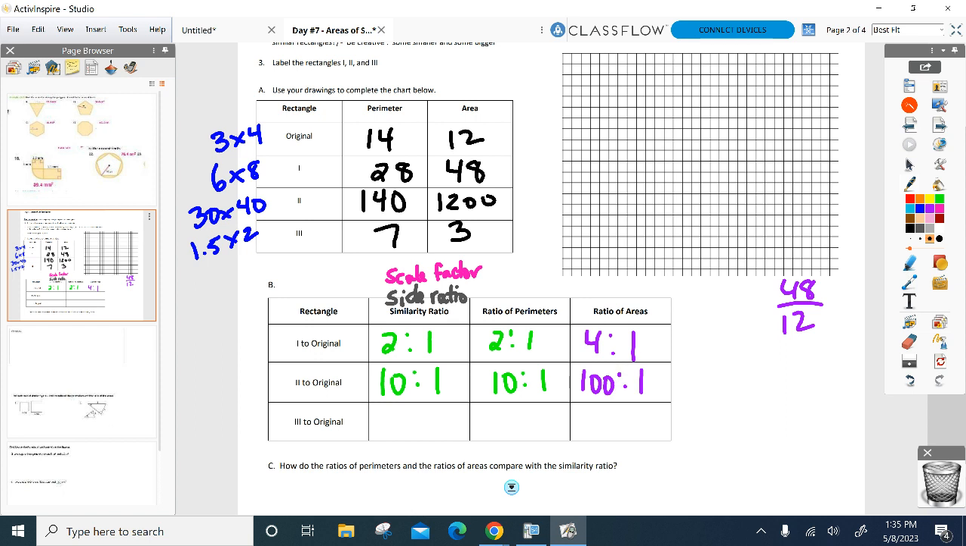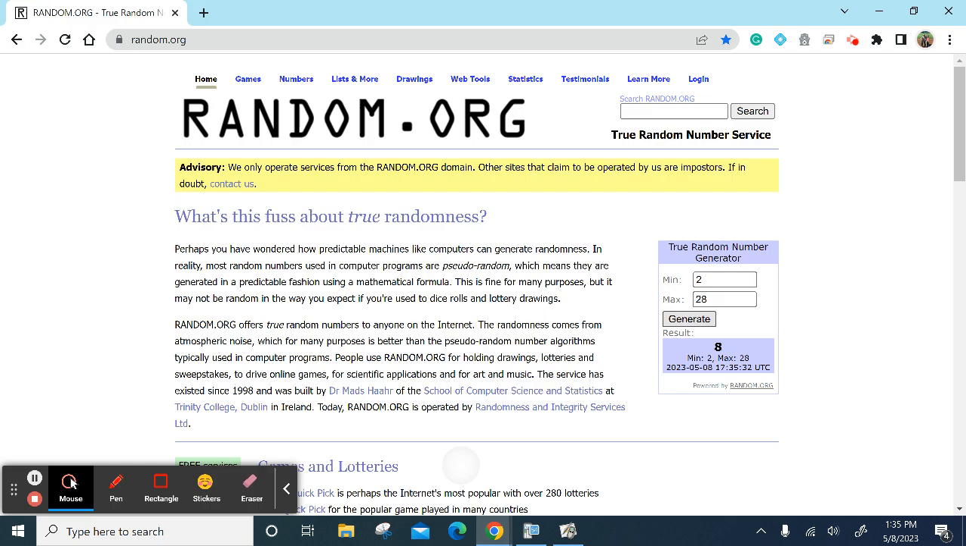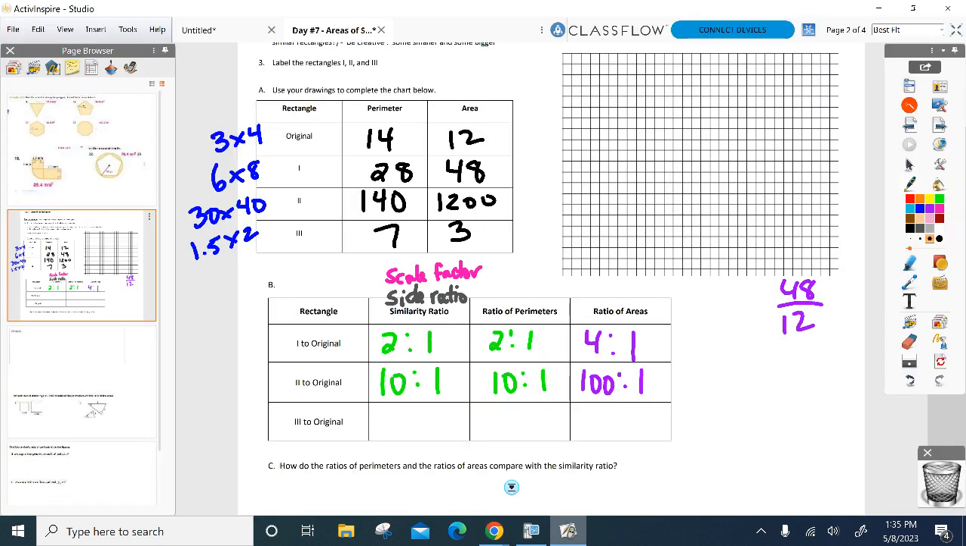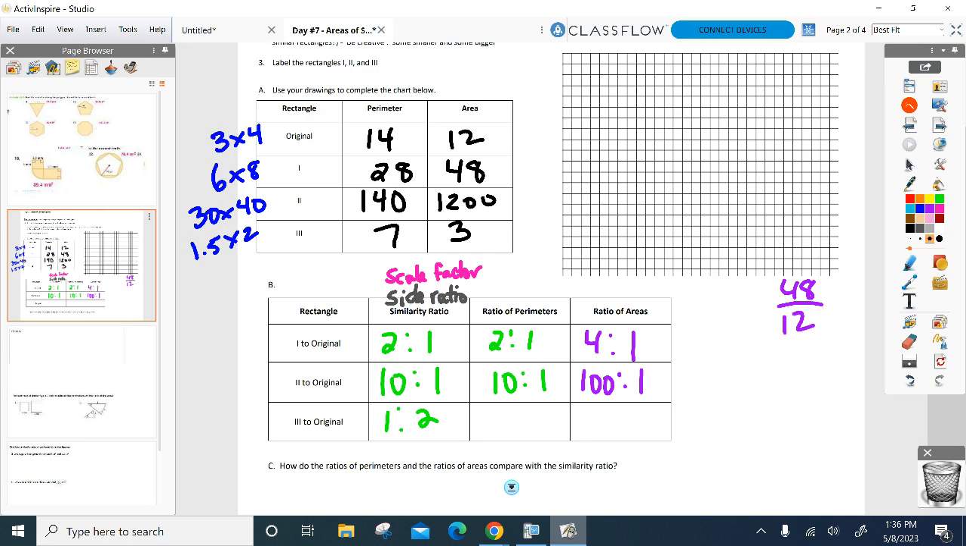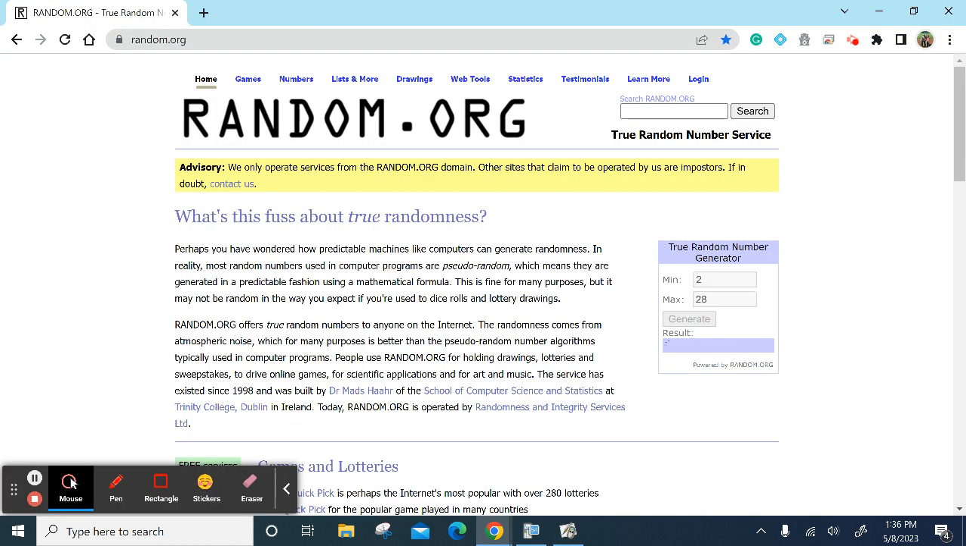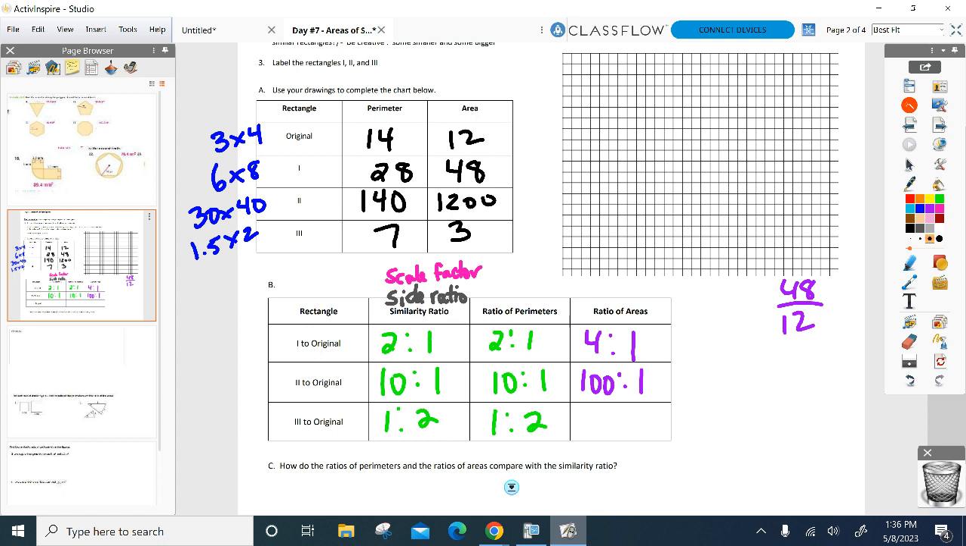We'll see. And then finally, let's go to my smaller rectangle, rectangle 3 to the original. What is the similarity ratio there of 3 to the original? Go in the right order. 1 to 2. Good work. 1 to 2. Perimeters. Perimeter ratio, 1 to 2. And then how about my area ratio? 1 to 4.